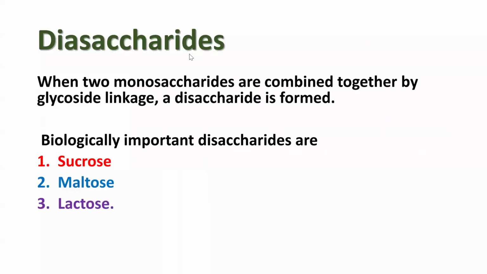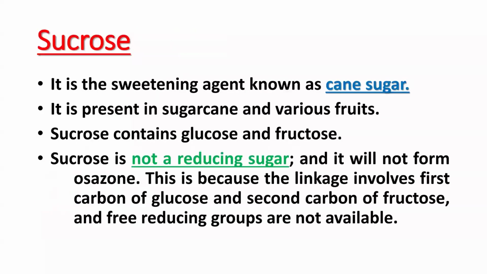The next thing we are going to look at is disaccharides. A disaccharide is when you have two monosaccharides combined together by a glycosidic linkage. When two different monosaccharides are joined together by glycosidic bonds, they form what you call disaccharides. Disaccharides of biological importance include sucrose, maltose, and lactose. We are starting with sucrose.